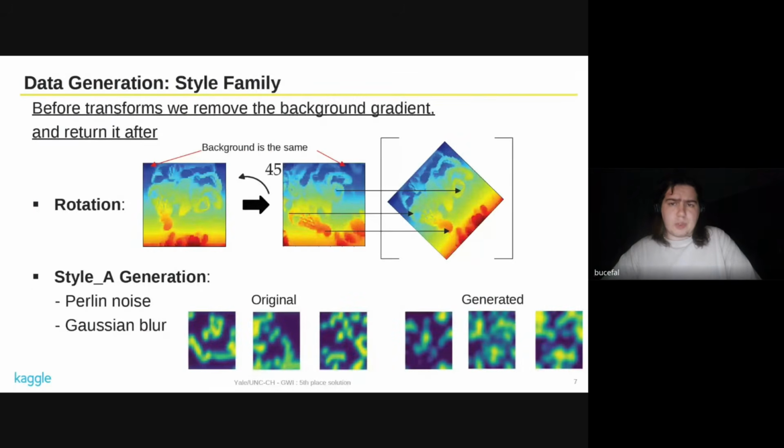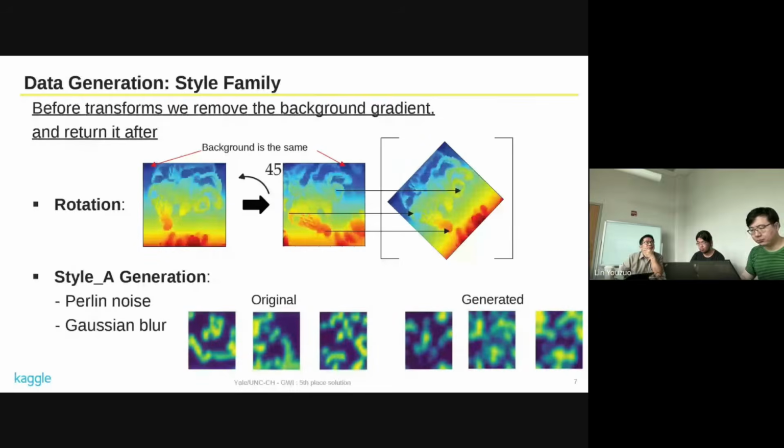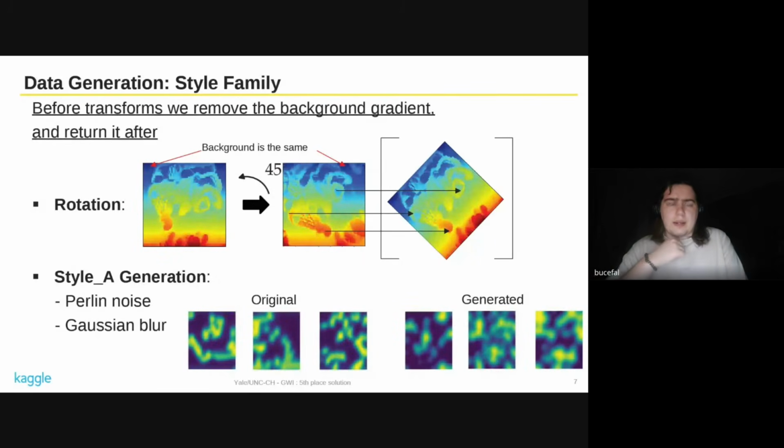Before transformations, we also remove the background gradient, and after that, we return it in the following way. Also, some rotations are pretty useful. And in the last, I guess, 2 or 3 days, we noticed that the style A family looks like Perlin noise with Gaussian blur. On the slide, you can actually see the example. So style A really, at least from a human perspective, looks like this noise.